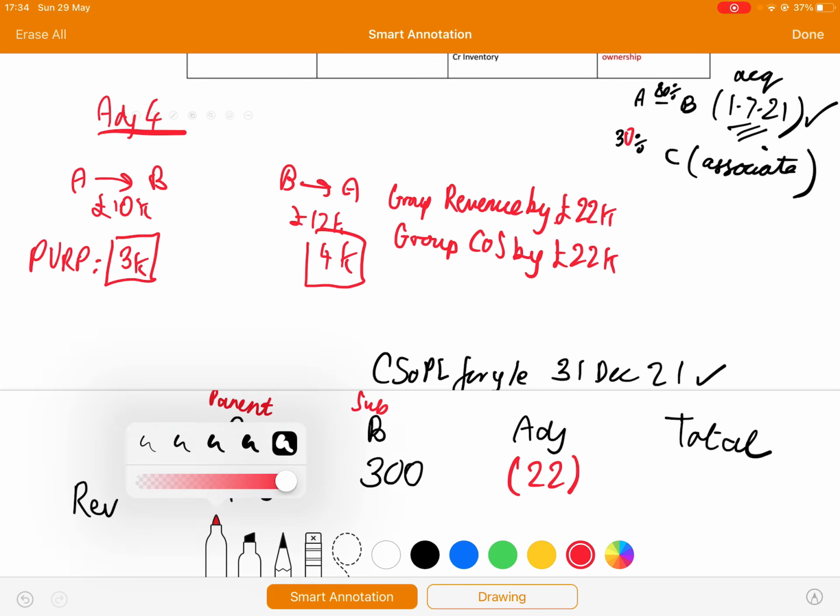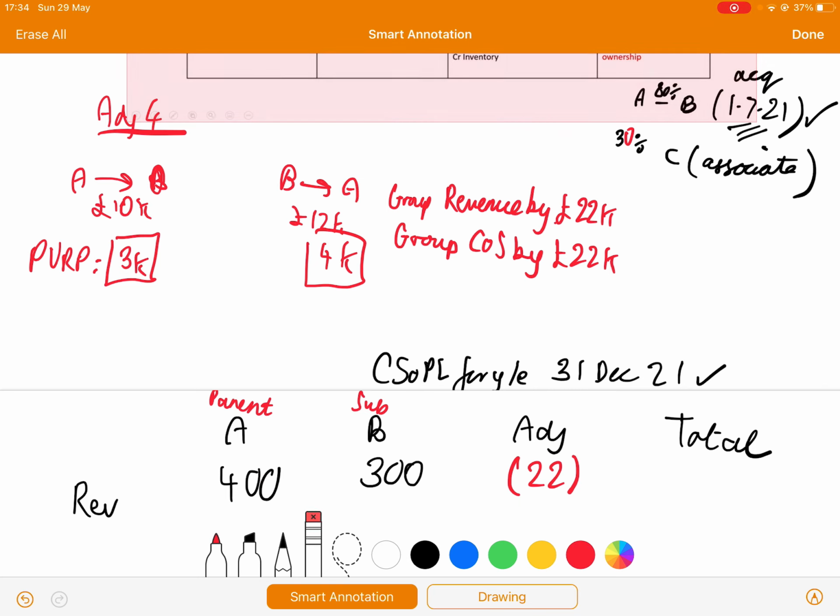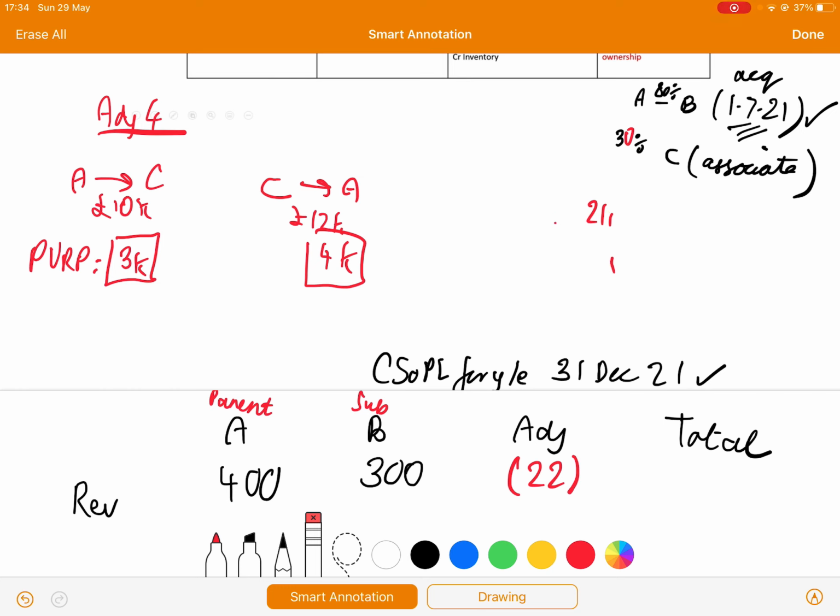Now this time, we're going to change things up a bit. Instead of having A to C, I'm going to have C to A. A to C and C to A, okay? And I'm just going to rub this out to give myself some more space to breathe.